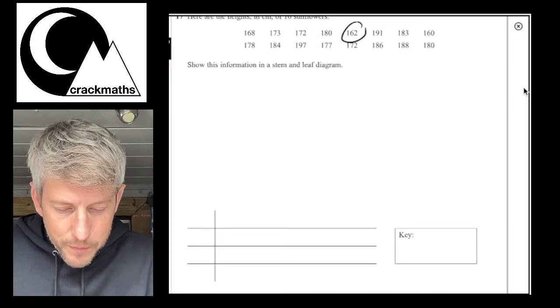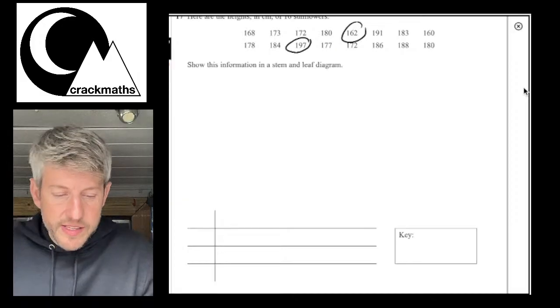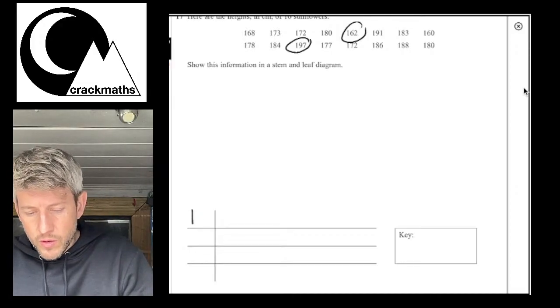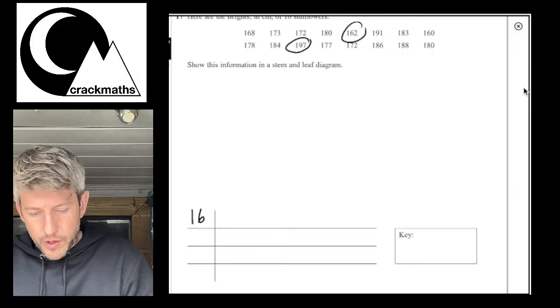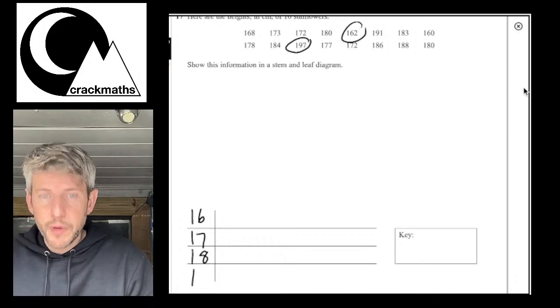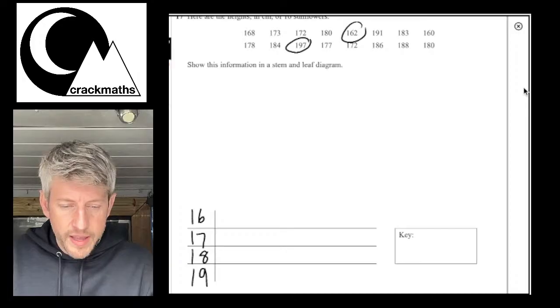And the highest number that's here is 197. So what I'm going to do in my stem and leaf, I'm going to put here 16. I'm going to put here 17. I'm going to put here 18. And I'm going to put 19 here.